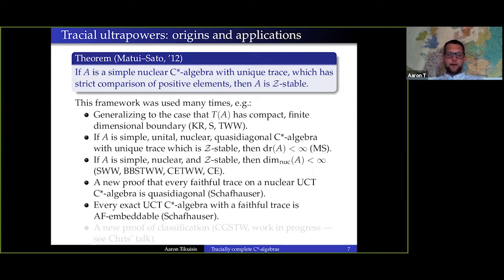And then building on this, there's some work in progress, a new proof of classification of appropriate C-star algebras, simple, nuclear, UCT, separable C-star algebras. Chris has a bit of an air of mysticism around his talk, with the title, I think, not being up there yet. But from what I've heard, I think he's going to say more about this in his talk.